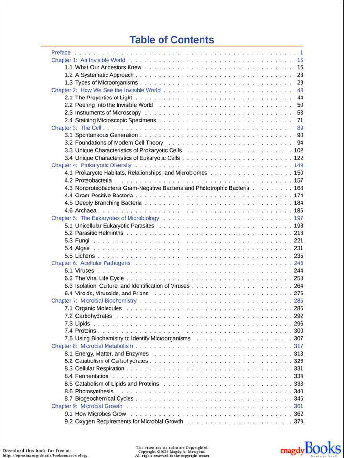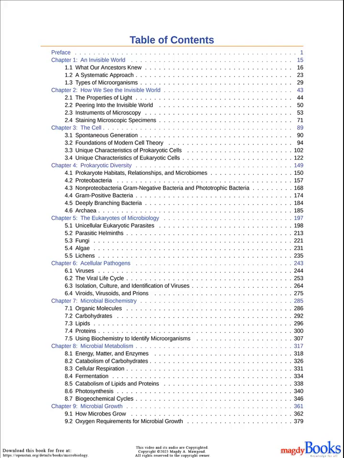Table of Contents. Preface. Chapter 1. An Invisible World. 1.1. What our ancestors knew. 1.2. A Systematic Approach. 1.3. Types of Microorganisms. Chapter 2. How we see the invisible world.